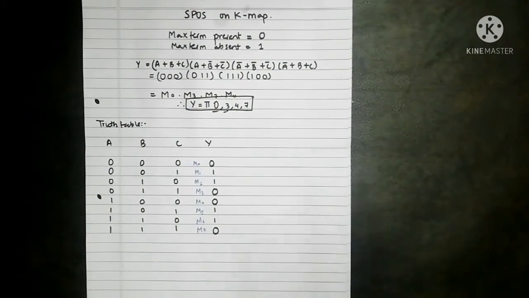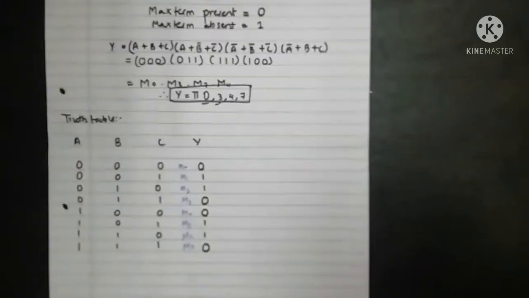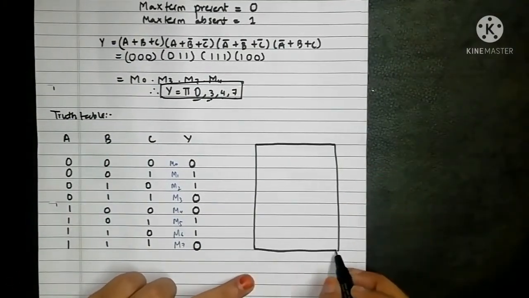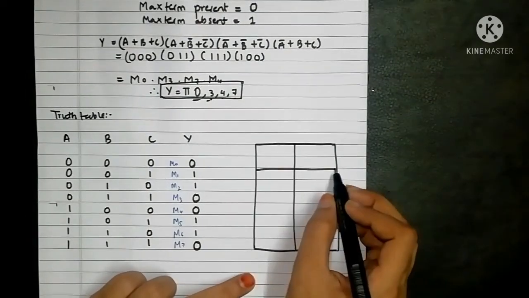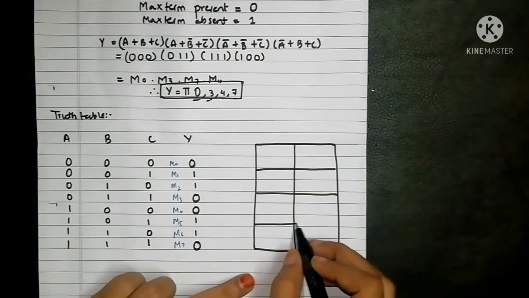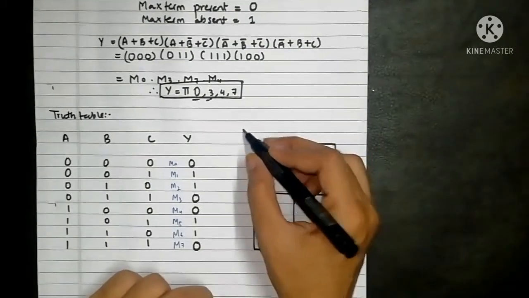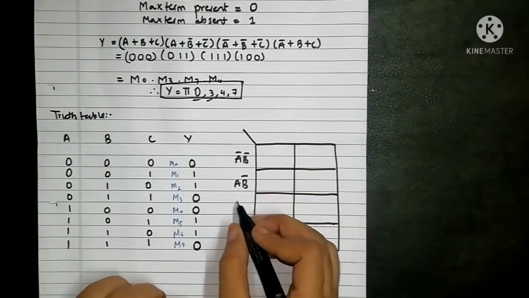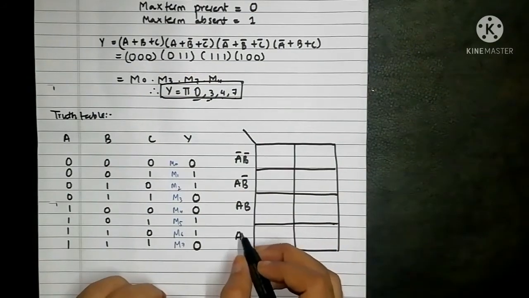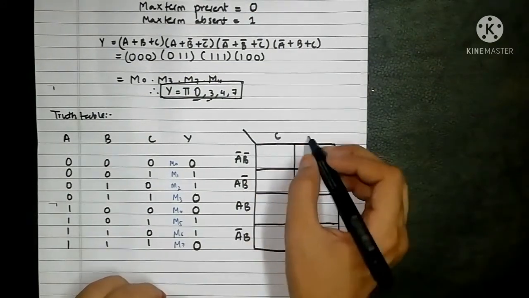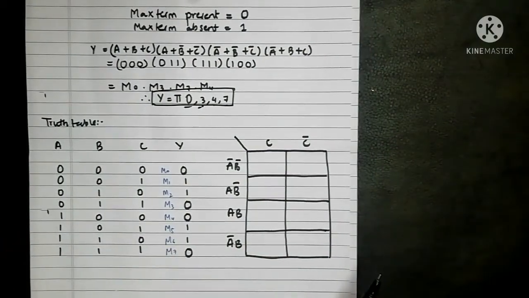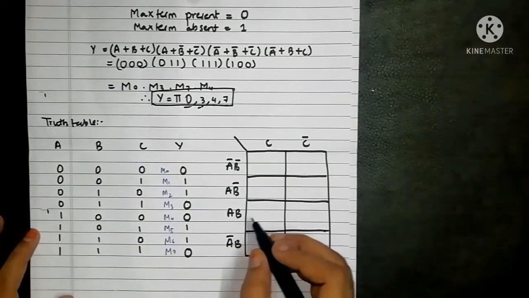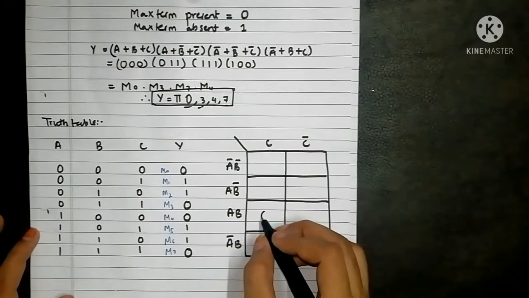Now take a look at the K-map. Two columns and 4 rows. On this side, A bar B bar, A B bar, A B, and then A bar B. Whereas on this side it will be C and C bar. Now my max terms are present on these values, so it is A, B, and C. It is present, put 0.